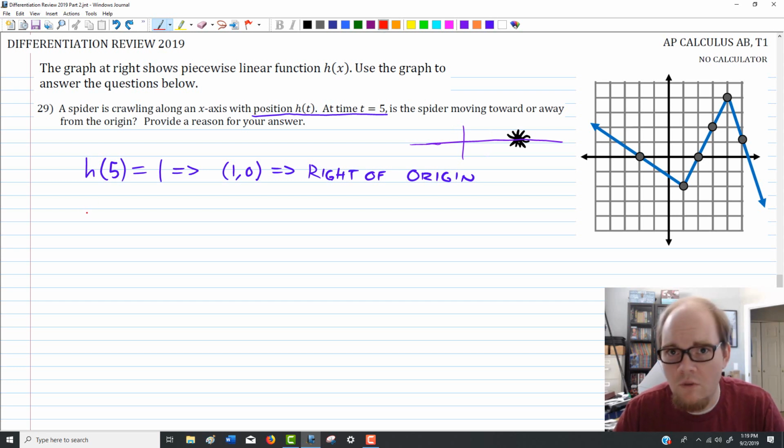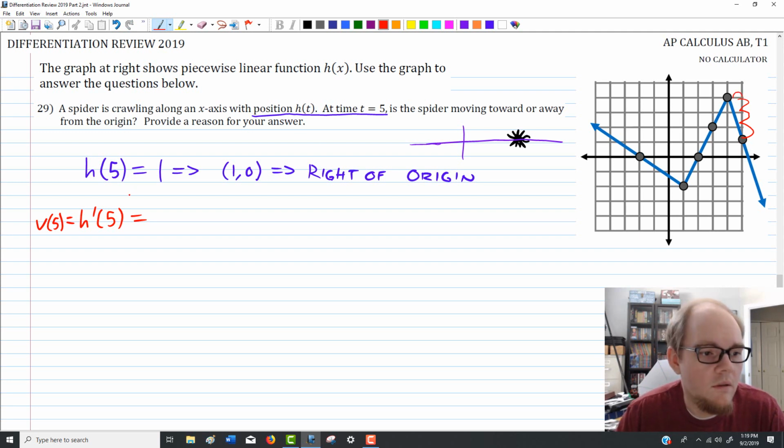Now second, we want to figure out the direction the spider's crawling. Because if the spider's crawling left, he's getting closer to the origin. If he's going to the right, he's moving away from it. So its velocity, which we could call v of 5, is going to be h prime of 5, or the slope of the position function, because velocity is the derivative of the position function. H prime of 5 is the slope right here. Well, looking at this, we've done it already. We have that our slope is negative 3 over 1. So h prime of 5 is equal to negative 3, which means that the spider is moving toward the left.